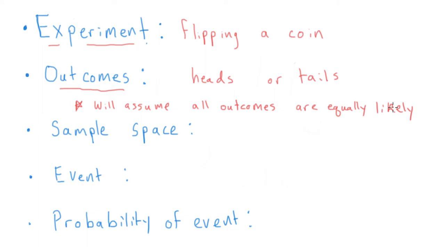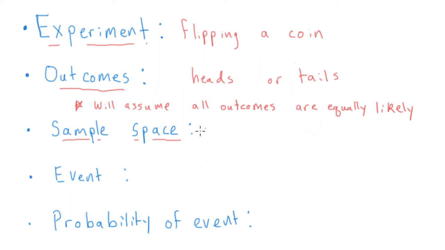Some coins might be weighted not uniformly, so that it's more likely to flip heads versus tails. But we're not going to assume that. We're going to assume that all outcomes are equally likely. And most of the time, this is a fair assumption to make. So the next concept we need to think about is a sample space. And what is a sample space? Well, a sample space is just the collection of all outcomes in our experiment.